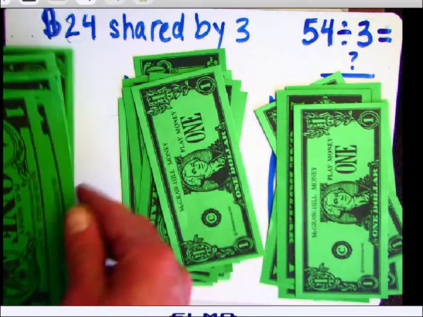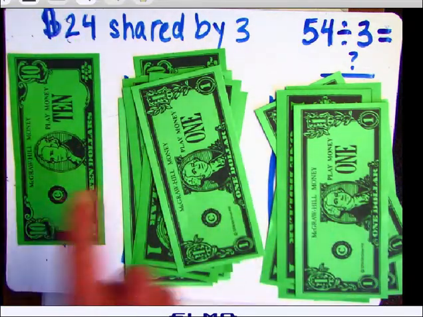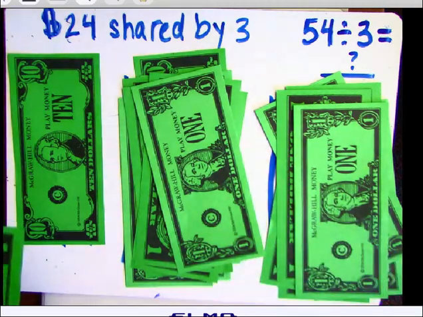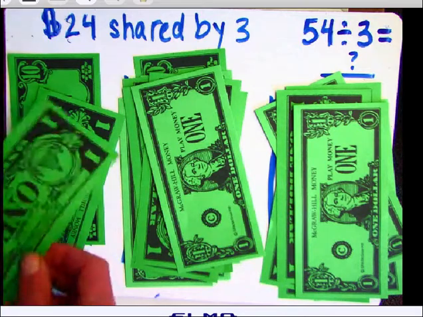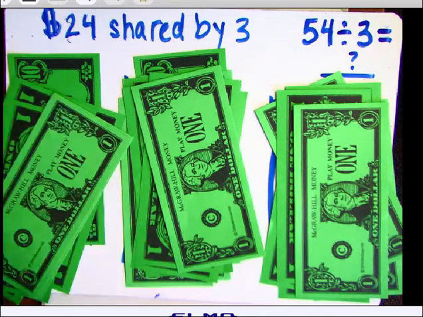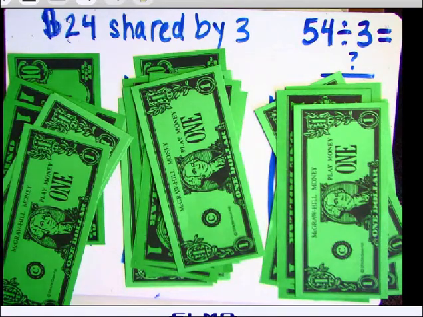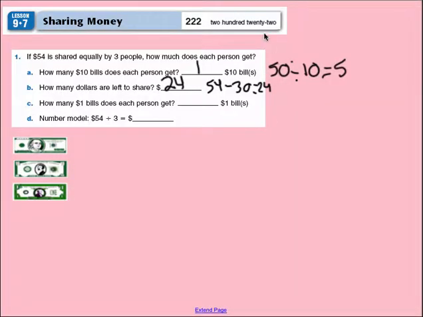All right, Mr. Nutty's going to double check to see how many $1 bills because I shared $24 equally. I ended on the last person with my last dollar that I had. So 1, 2, 3, 4, 5, 6, 7, 8. So each person got 8 $1 bills. And if I think about it, that actually makes sense because I know that 8 times 3 is equal to 24. So each person got 8 $1 bills.